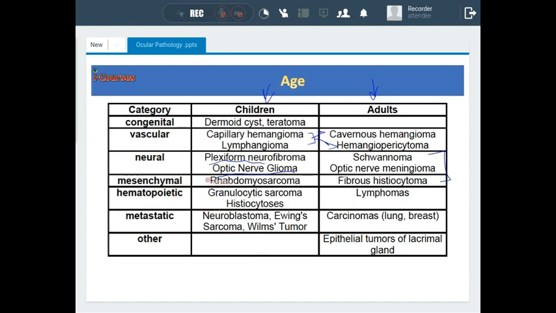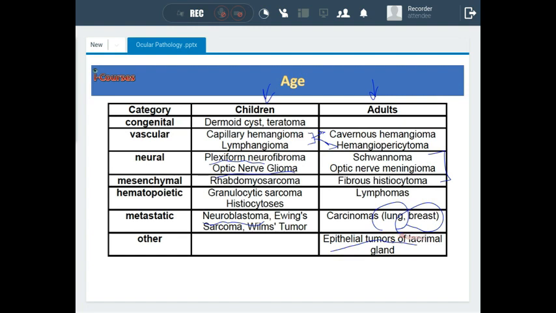It could be mesenchymal, such as rhabdomyosarcoma, a tumor arising from the rhabdomyoblast, or fibrous histiocytoma, which is a tumor of bones causing what's called ground glass appearance, as we will see later. It can also be other tumors, such as metastasis. Neuroblastoma is the commonest metastatic tumor for children, while for adults, the commonest metastatic tumor to the orbit arises from the lungs in males and breasts in females.